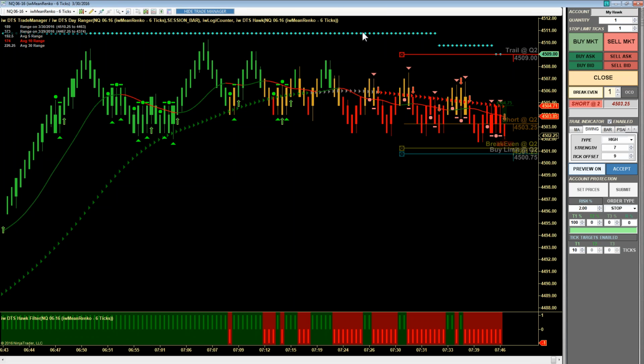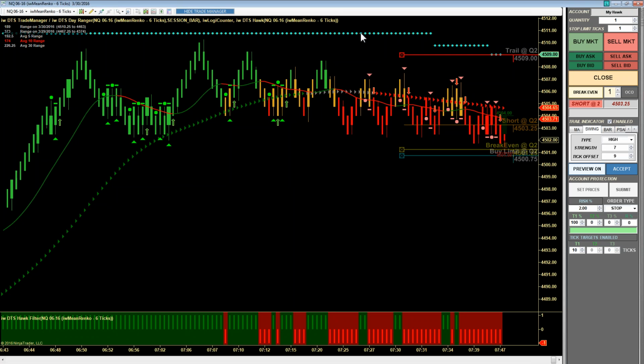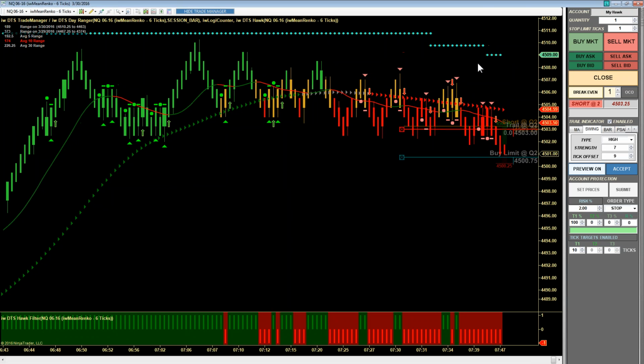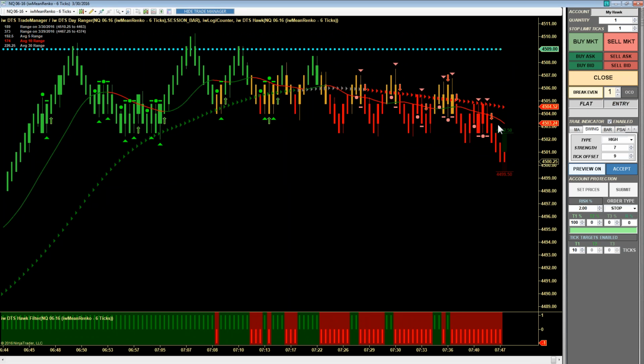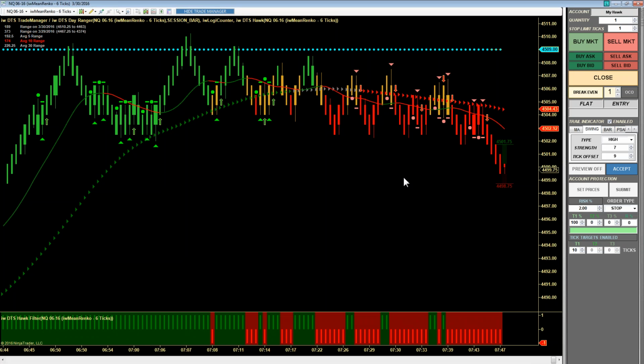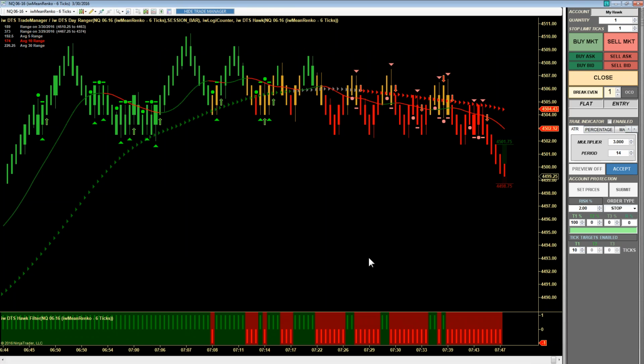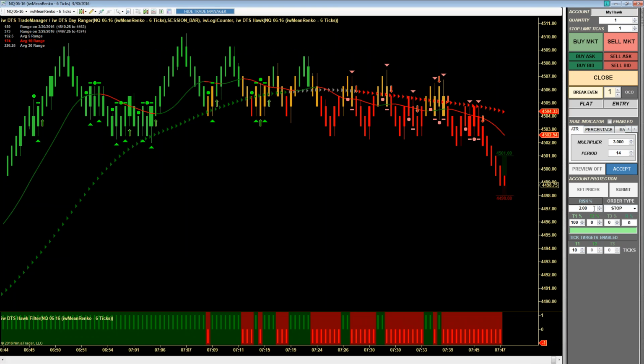You can see my stops initially, they started up here, and now Trade Manager is just rolling them. We hit the break-even trigger. So the stops went from here to the break-even target, and from there we hit our profit objective. So it takes a lot of the guesswork out of your trade management. It always protects you by never risking more than you can afford.